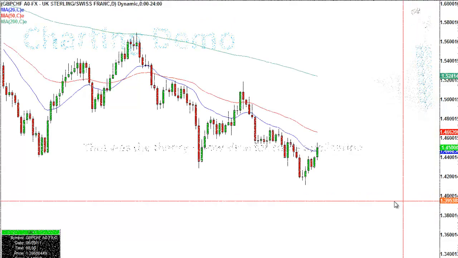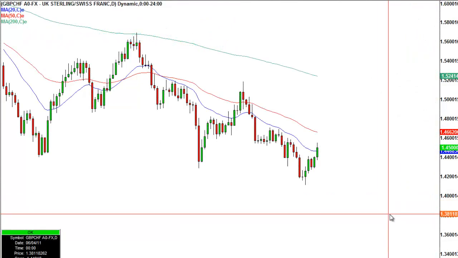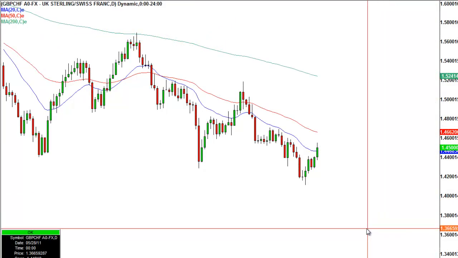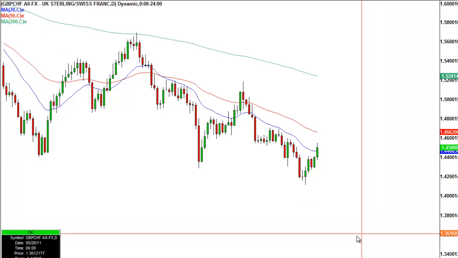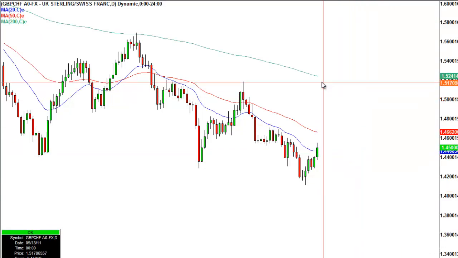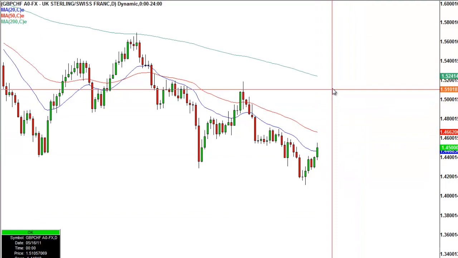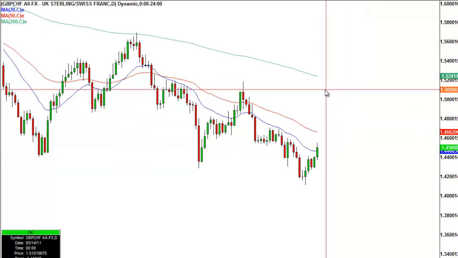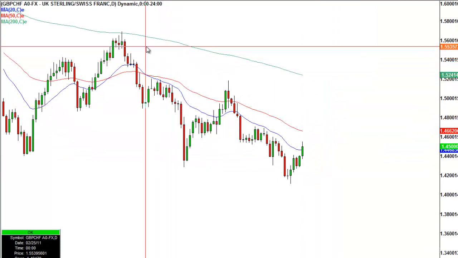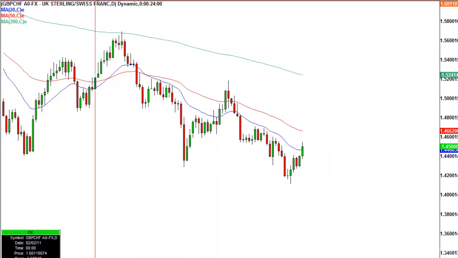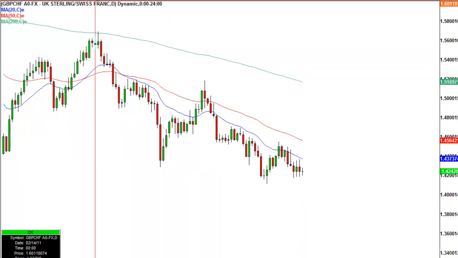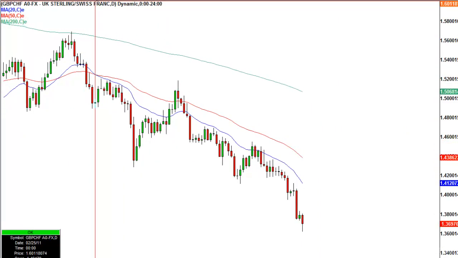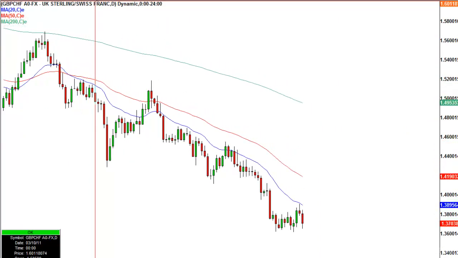So now for the practical, we'll just take a quick look at pound Swiss. And as you can see here, going along the lines of order, angle, and separation. For the order, we've got the 50 EMA below the 200 and the 20 EMA below the 50. So we've got the right order here. We're starting to make lower highs and lower lows. And we can see here that price action is taking a relatively steep trajectory to the downside.